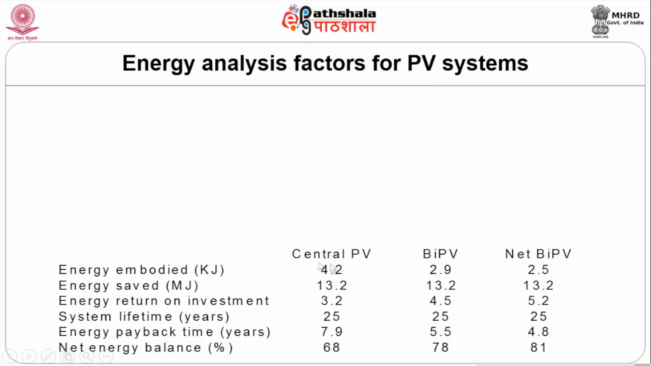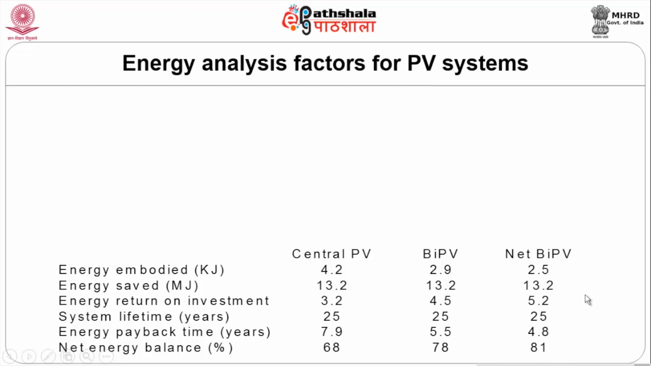Looking at the various values for central PV, BIPV, or net BIPV, they differ in terms of kilojoules: 4.2, 2.9 and 2.9. For the net energy balance, at 68 percent it gives the energy payback, or 7.9 percent in another case. For BIPV we can look at 5.5 or 4.8. So, the more recommended one for energy payback is central PV. For the net energy balance, the remaining energy balance, net BIPV plays a major role, with 81 percent.